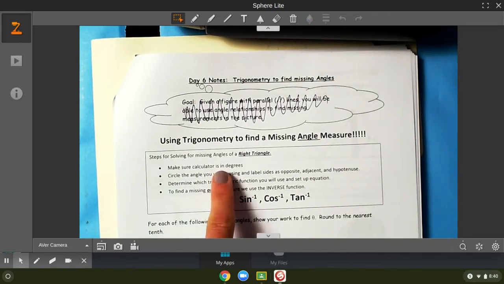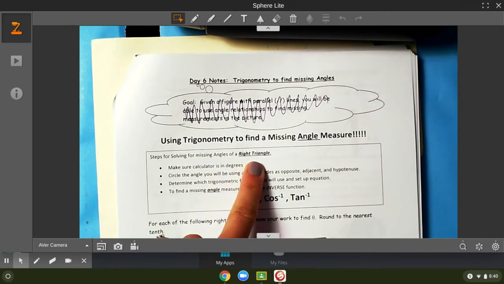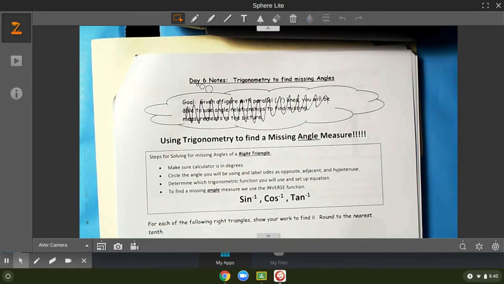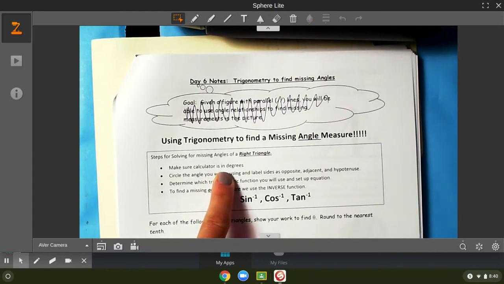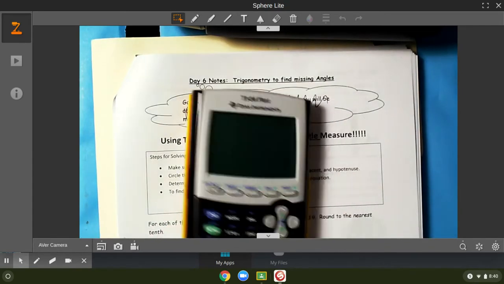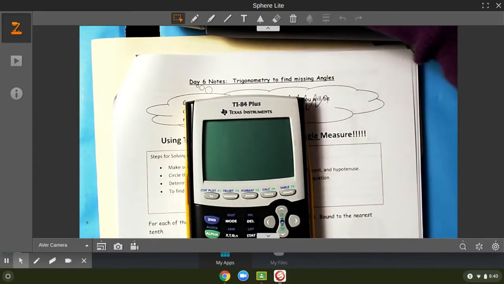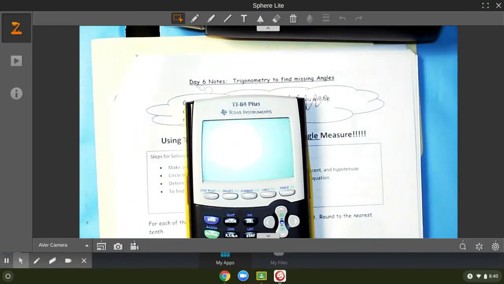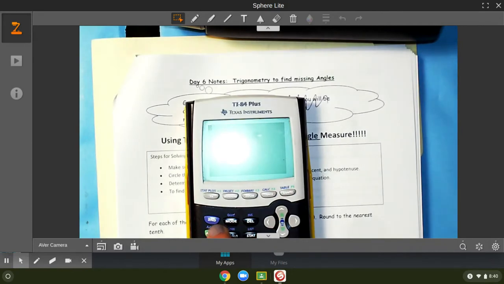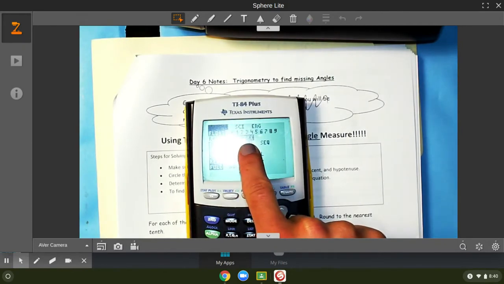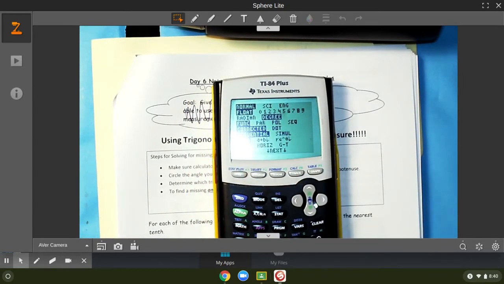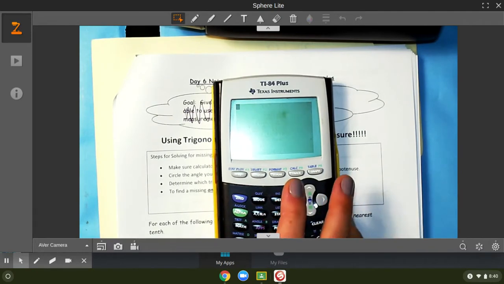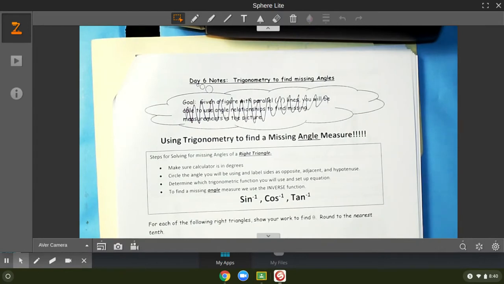Number 1, you have to make sure that it is a right triangle. Trigonometry only works with right triangles. The second thing is you have to make sure that your calculator is in degrees. We changed this yesterday, but just in case, a little reminder: hit the on button, then hit the mode button, which is right next to the blue button. Make sure the word degree is highlighted, not the word radian. If you've got that, hit the second button and then mode again, and you're back to your normal screen. Okay, so we are in degrees.